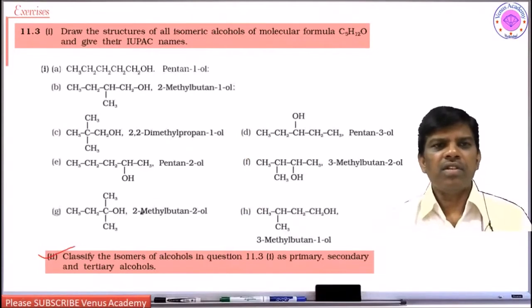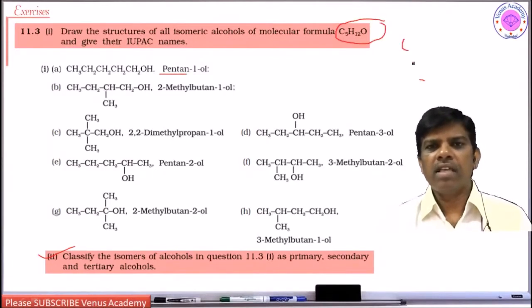So the questions are like this. Draw the structures of all isomers of alcohols of molecular formula C5H12O and give their IUPAC names. Yes students, so C5H12O, usually it is pentan-1-ol. It is an alcohol. What is the alcohol formula? CnH2n+2O. So 5 into 2 is 10, plus 2 is 12, and O. So it is a saturated alcohol. The common molecular formula shows it is an alcohol.